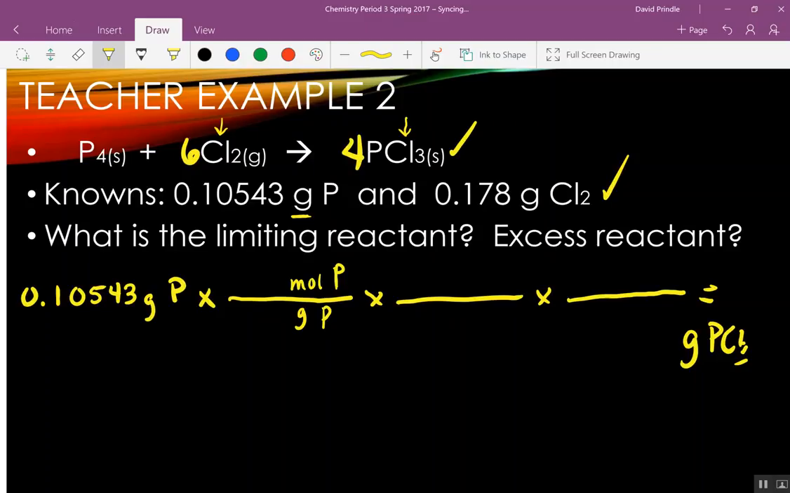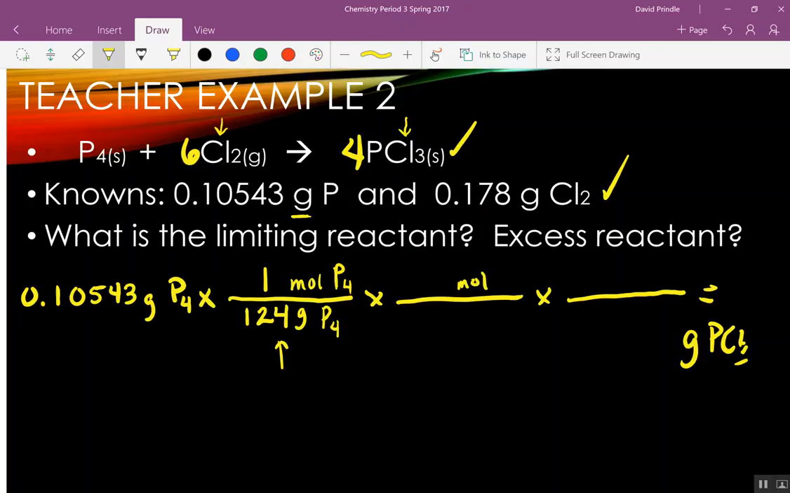So, what's our first conversion factor? Morgan said it earlier. Inverse molar mass. All right, what's the molar mass of phosphorus? P4, actually, sorry. 31 times 4, which is... Use 31, don't round it off to 30. 124. All right, what's our next conversion factor?